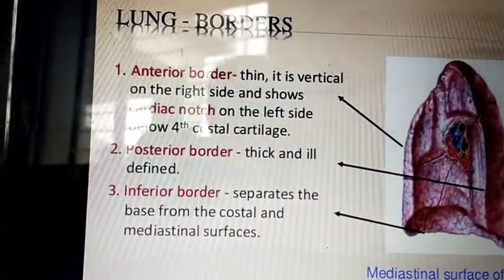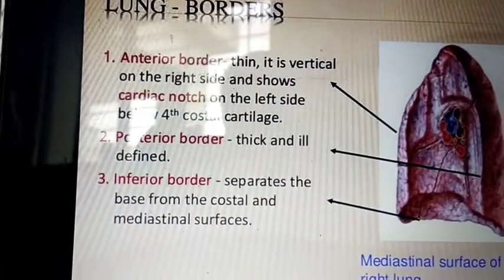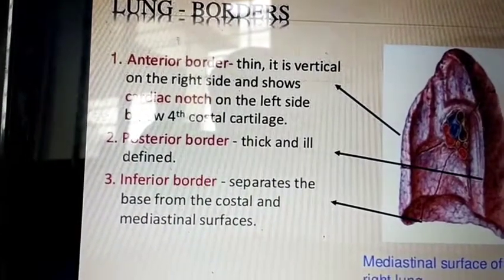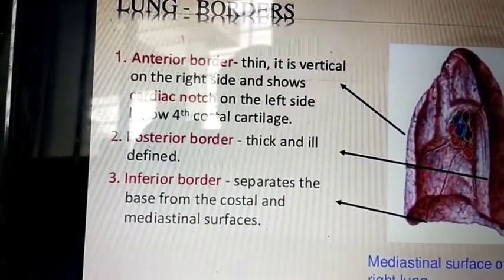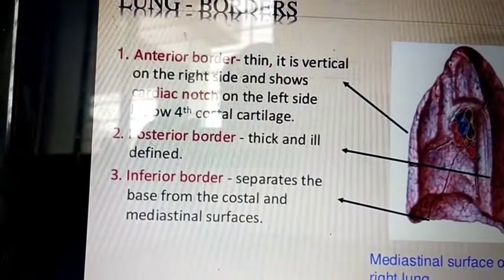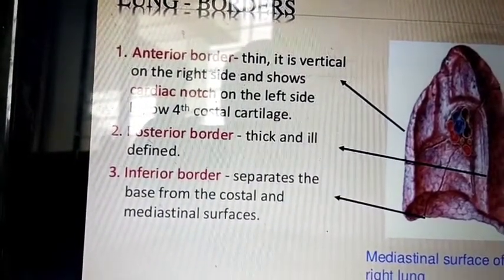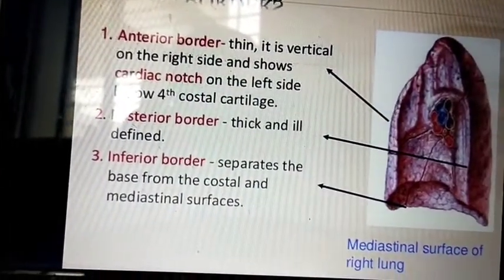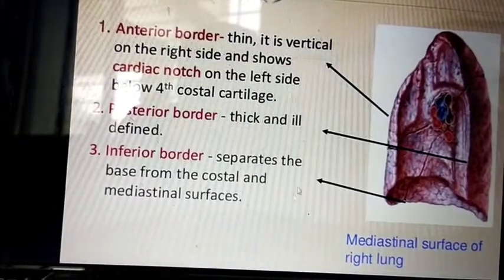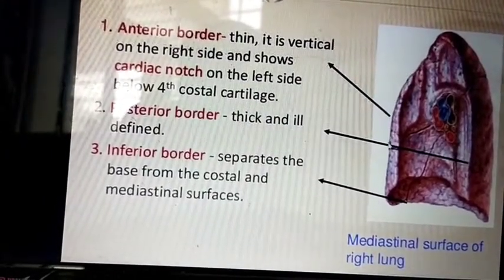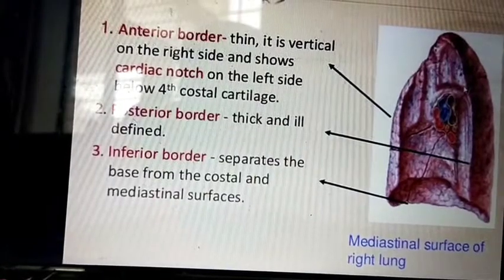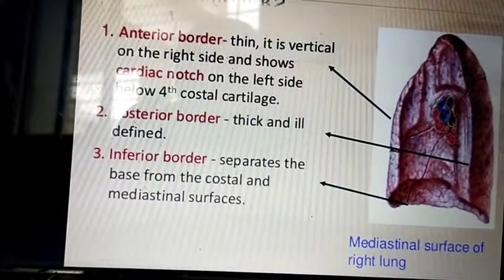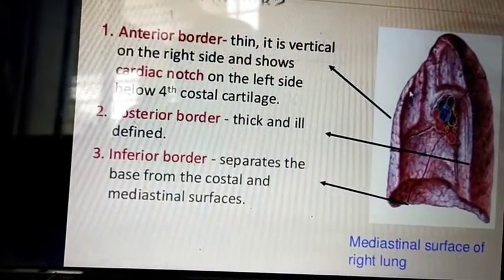Now you can go for the borders of the lung. There are three borders of the lung. One is the anterior border, which is a little bit sharp, and then the posterior border and the inferior border. You can see this is the anterior border, this is the posterior border, and this is the inferior border. These are the three borders of the lung.